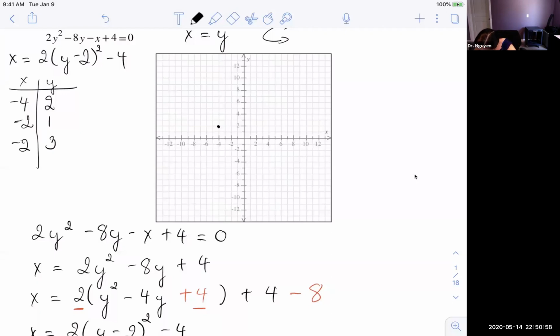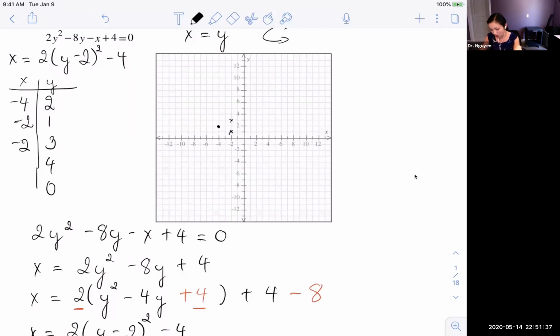So you see right here, I can plot the point right now. So -2, 1. Right here. And -2, 3 right here. Let me put the x like that. And then you can try 2 more. Like I said, I go up, down, up, down. So the next points should be 4 and 0. 4 and 0 should give you the same answer.